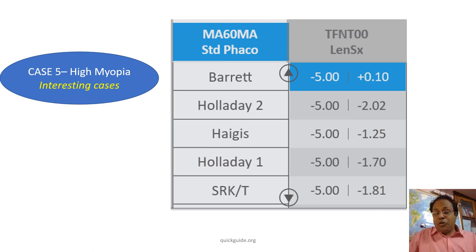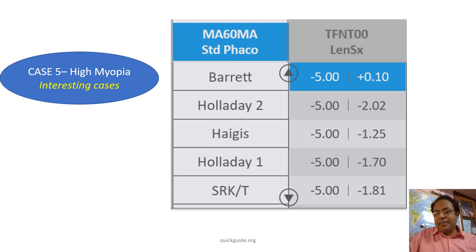However, with the other formulas, if you see over here, Holiday 2, Haigis, Holiday 1, SRK/T, that's all saying that if you put in a -5 lens, the patient is going to go for a myopic surprise. Now, which formula are you going to choose over here? The Barrett is saying go for a -5. All other formulas are saying, no, don't go for a -5. If you put a -5, you're going to have a myopic surprise. So that's the dilemma. So what do we do over here?